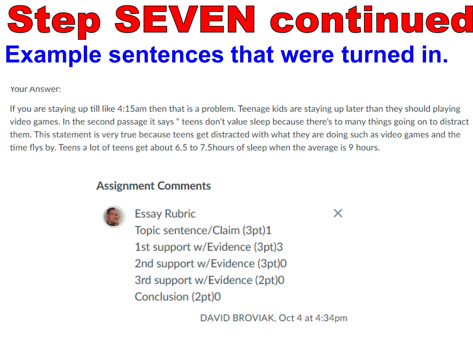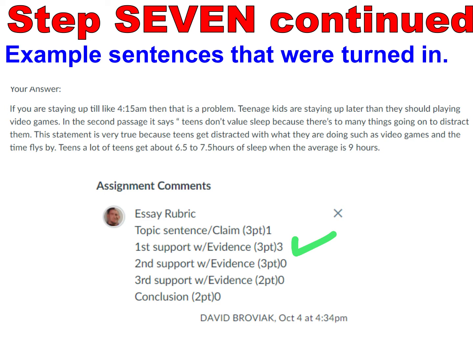That's good, but that does not actually connect to the articles. In the second passage, it says teens don't value sleep because there's too many things going on to distract them. That mentions the articles. Nicely done. Now you've gotten your 3 points here. Check. You have hit your supporting of that one.